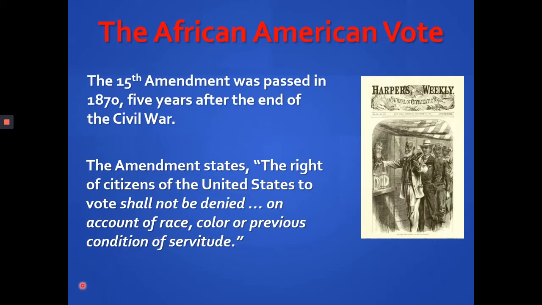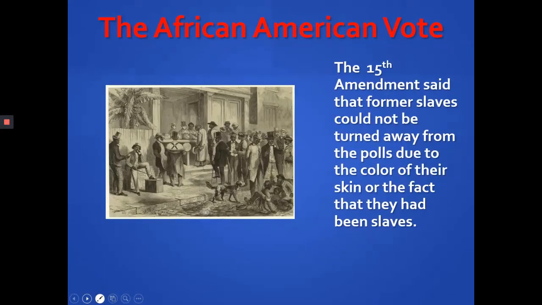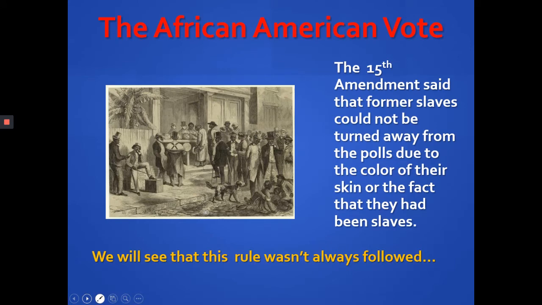So what does this actually mean? If we break it down, the 15th Amendment says that former slaves could not be turned away because of the color of their skin or the fact that they had been slaves. We know because of earlier voting conditions that if you were not a white man, you were not allowed to vote. The 15th Amendment does away with that and says that it does not matter about the color of the skin or the fact that you had been a slave. You can still vote. Now, we are going to see in a little while that this doesn't mean that everyone got the right to vote immediately. We're going to talk about some of the challenges that came along with this in just a few minutes.